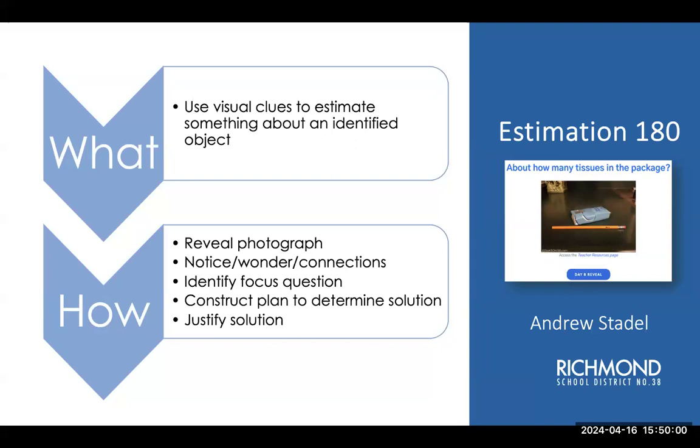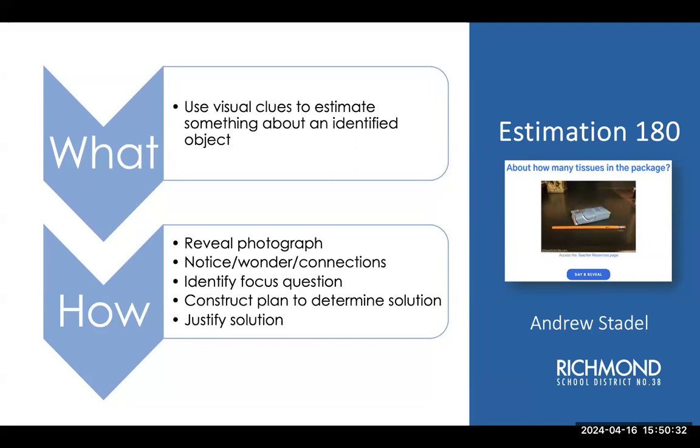So on the screen on the right-hand side, you'll see a picture of a pencil and a package of tissue. And there is a prompting question that says about how many tissues are in the package. And students have to reason and come up with a reasonable guess for what they think the solution would be. And they have to provide evidence in their answer. So how does it work?